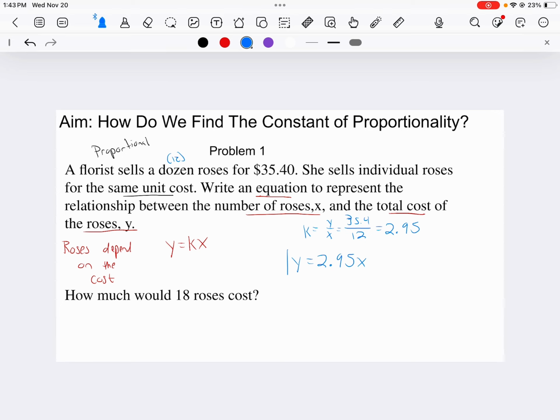Now the point of the equation is that we can use this to determine the cost of any number of roses, or the number of roses based on the cost. We want to know how much 18 roses would cost. The 18 roses, that's my x value. So I would have y equals 2.95 times 18. 2.95 times 18 is 53.1. So we would know that 18 roses would cost $53.10.